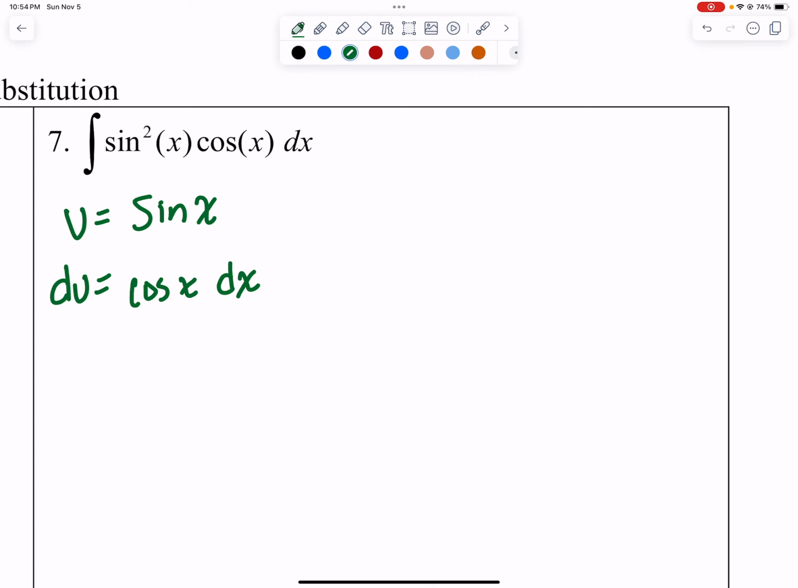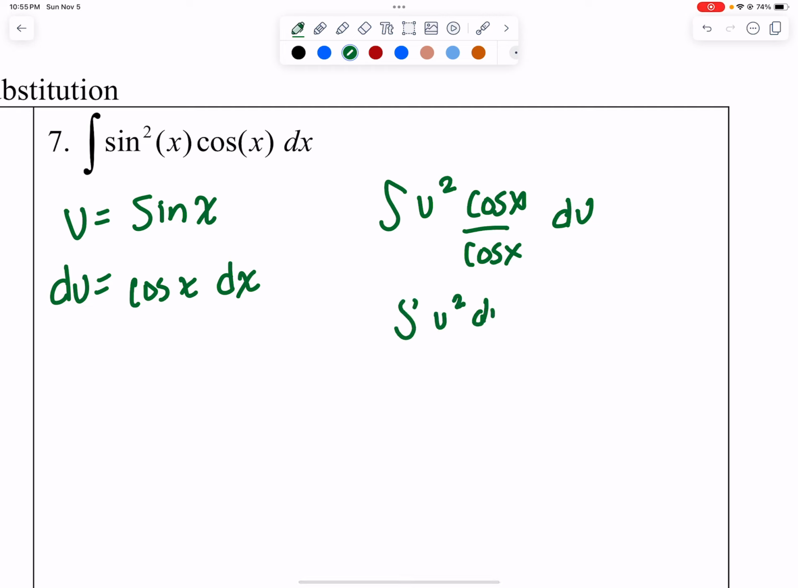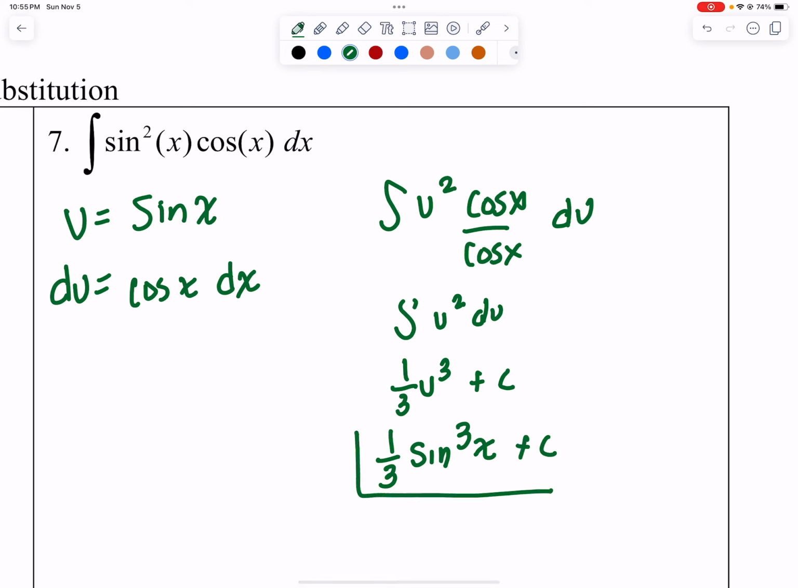So that whenever we do integrate this, I'm going to have u squared cosine x over cosine x du. Cosine x will just cancel out, so I'm just going to have u squared du. Take the integral of that, so the antiderivative of u squared is just 1/3 u to the 3rd power plus c. u is sine, so my answer here is 1/3 sine cubed x plus c.